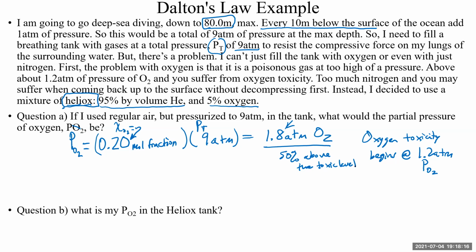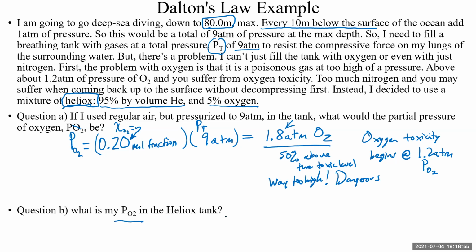So take the 1.2 as a sort of guideline. It's sort of an average of different activity levels. All right, 1.2 atmospheres. So this is way too high. This is dangerously high. Of course, you don't want to suffer from hypoxia, which is too little oxygen.